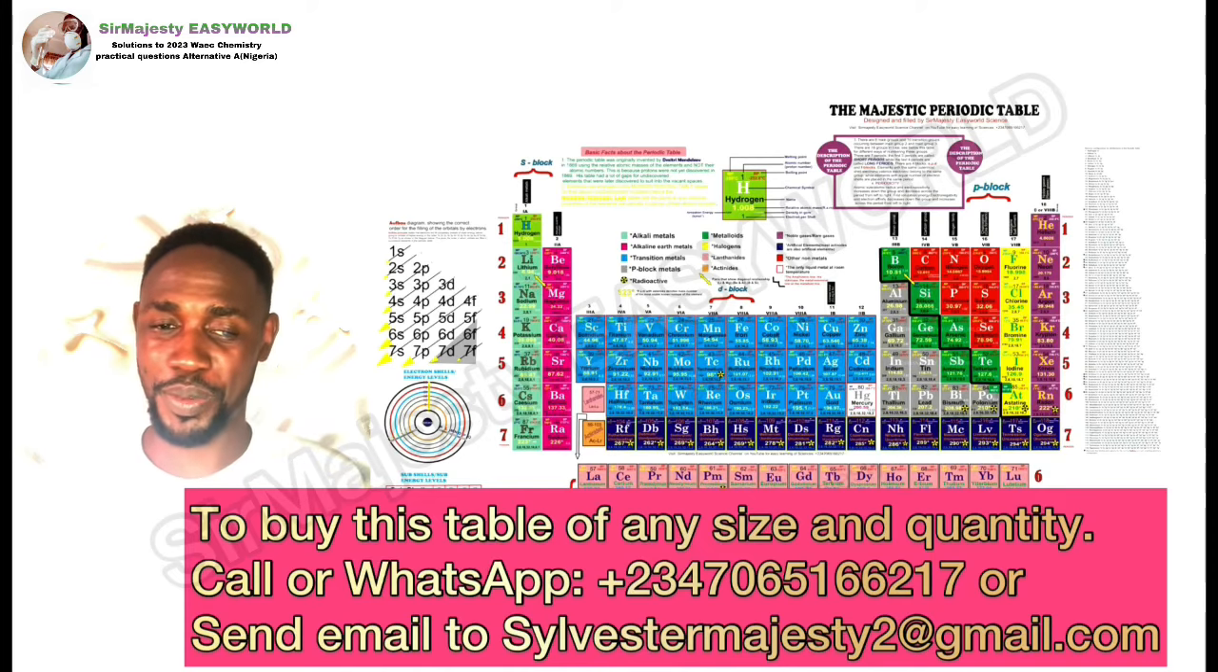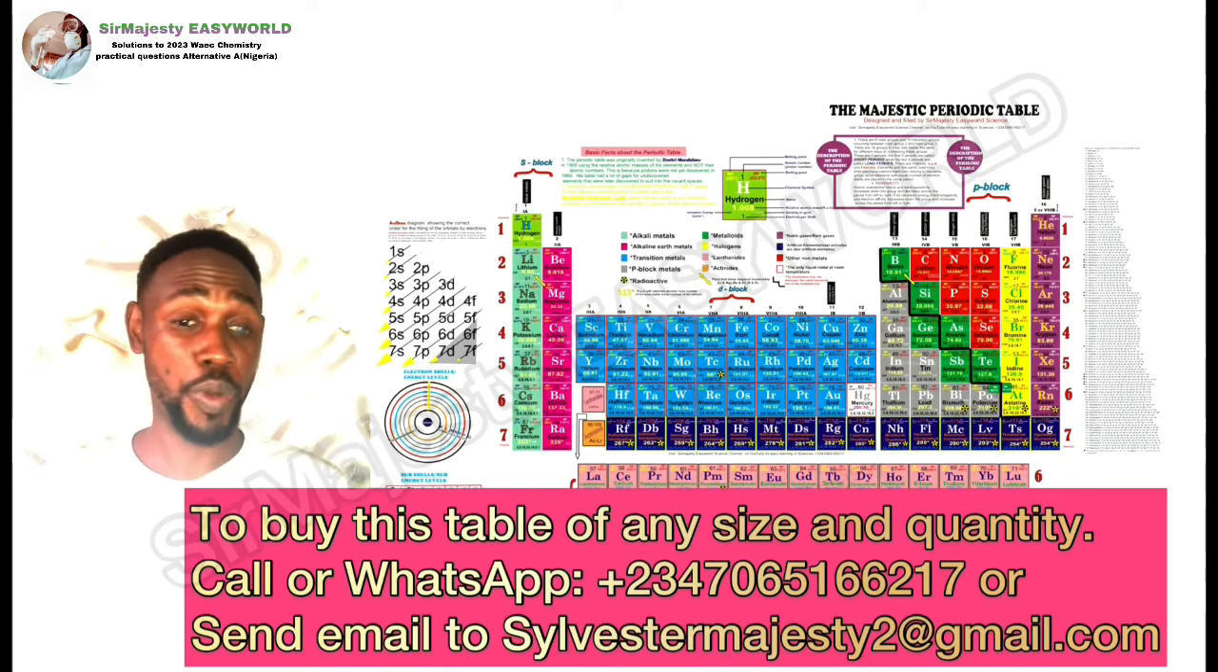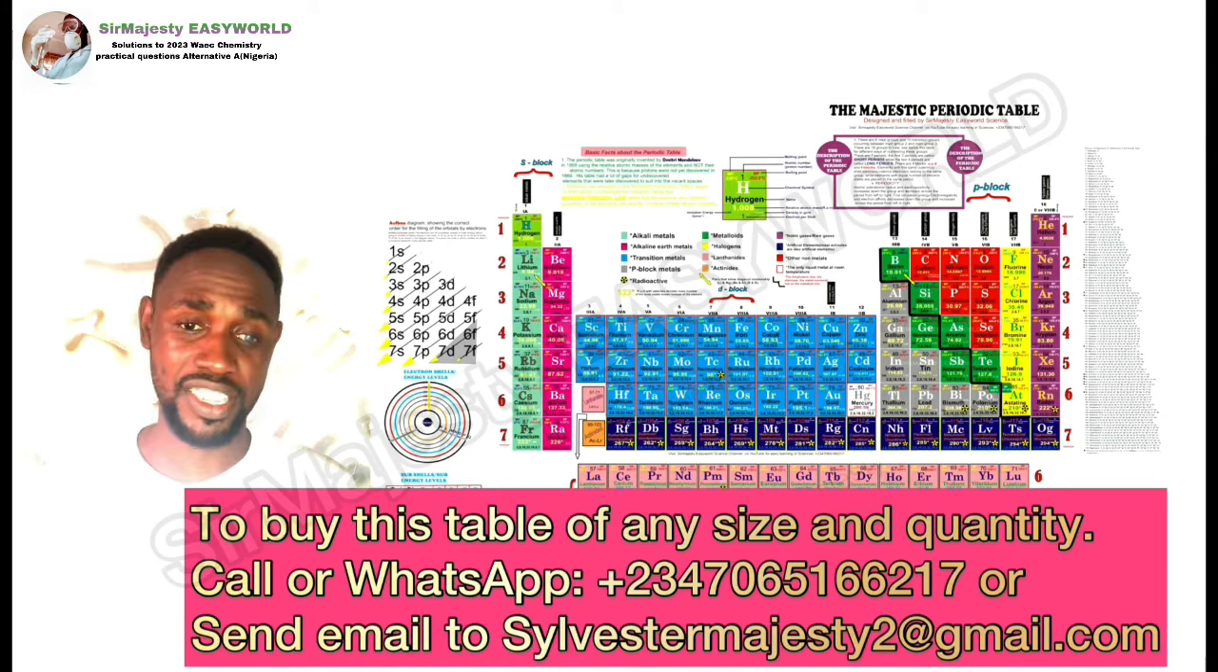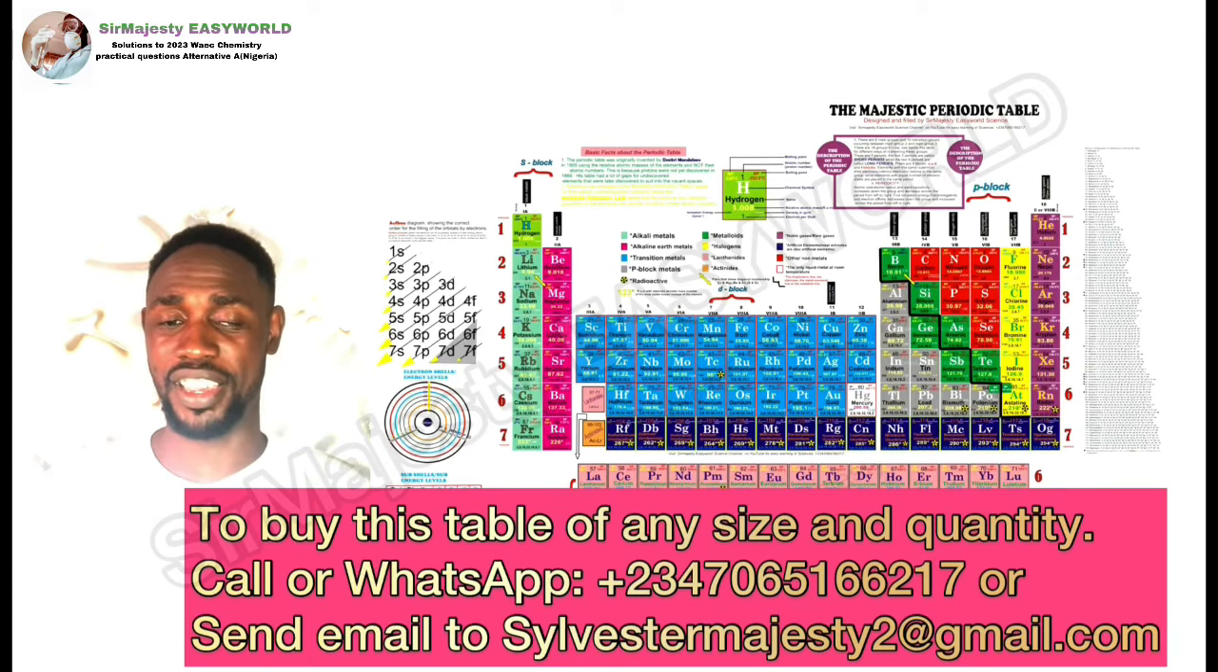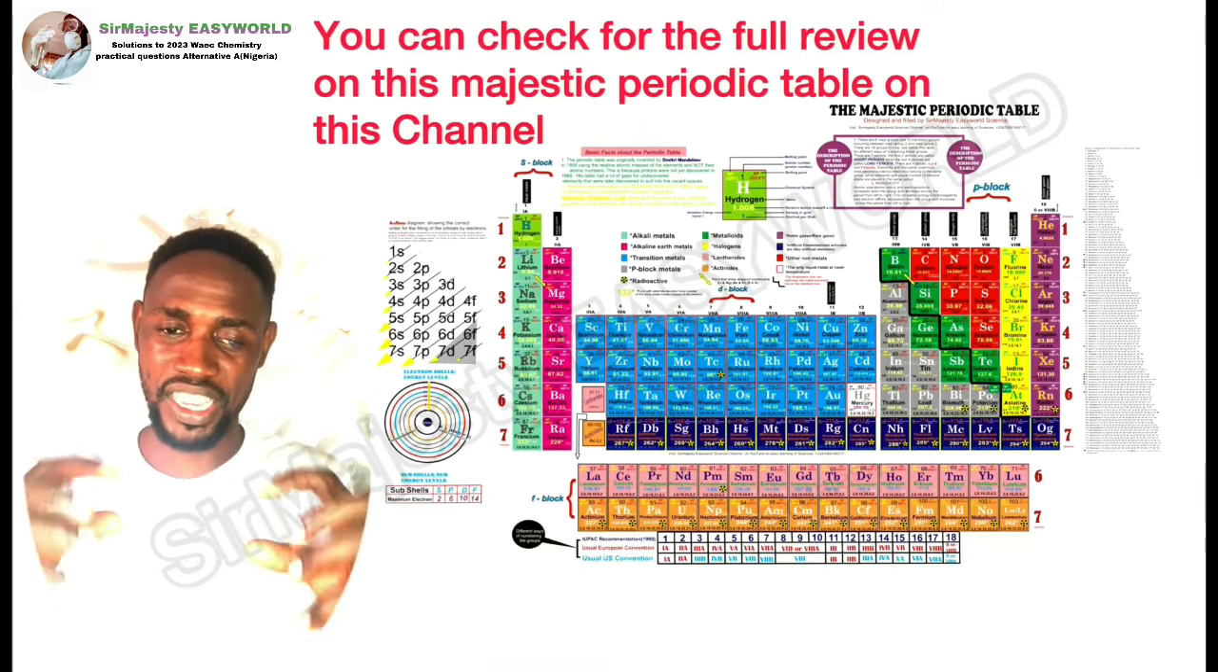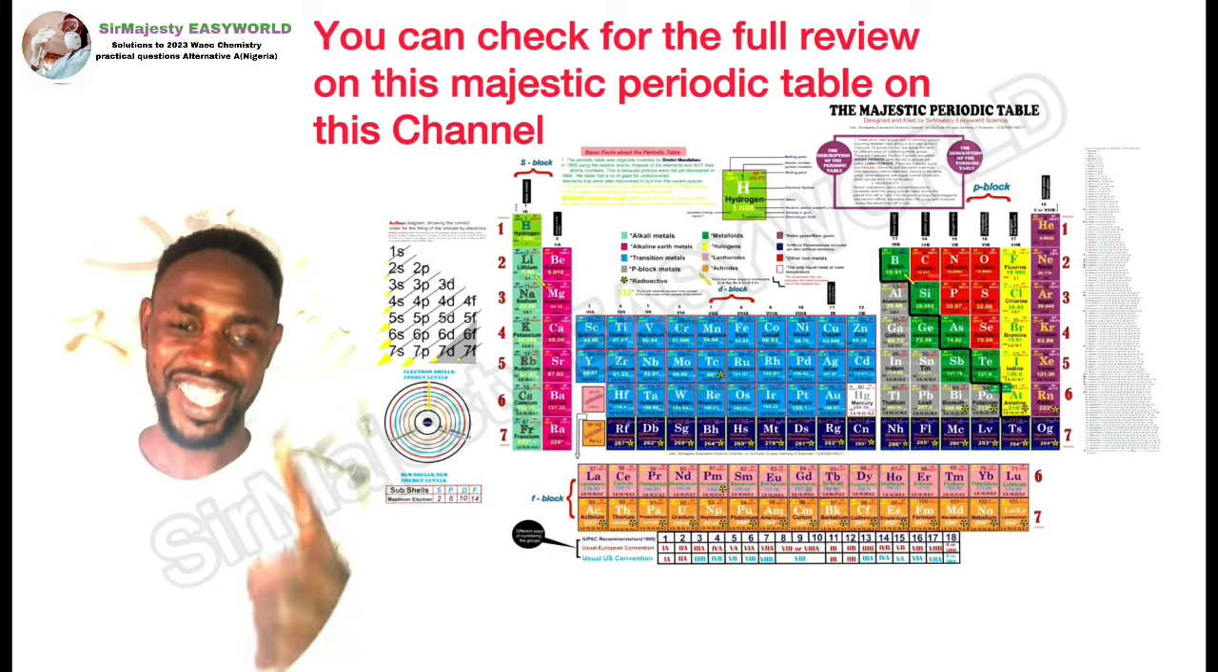Remember, the periodic table, the Mendeleev table, is one of the most popular tables, and that's the table that represents science, even though it's chemistry. Anywhere you see that table hanging, automatically you know that this particular institution or organization is scientific.